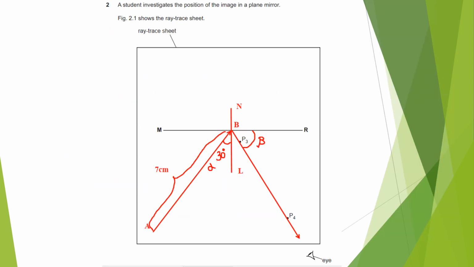Question number 2. A student investigates the position of the image in a plane mirror. Figure 2.1 shows the ray trace sheet. So on the question paper, actually only line MR is printed and two pins P3 and P4 are given. The rest of these lines and labeling, this 7 centimeter, all are drawn by me for the coming questions. Okay, let us see what are those questions.